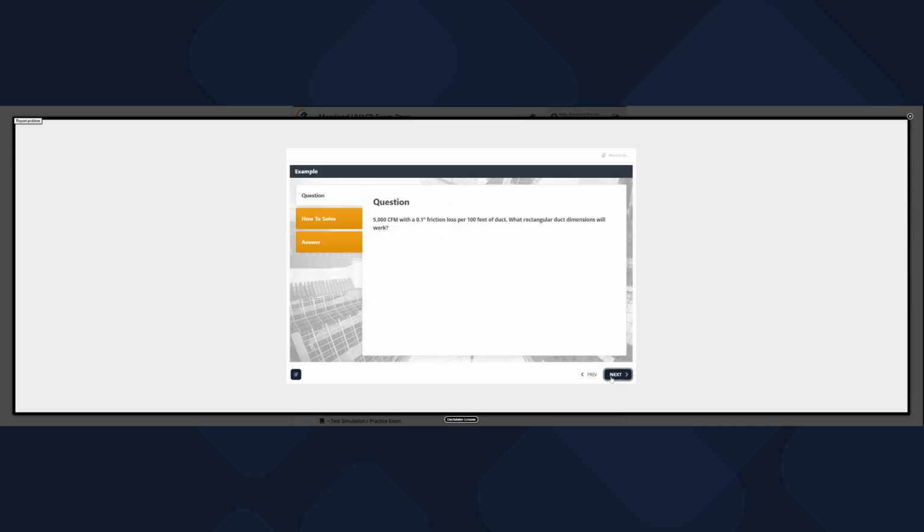Let's work through another example. Click the next button or on each tab to see how to solve and the correct answer.